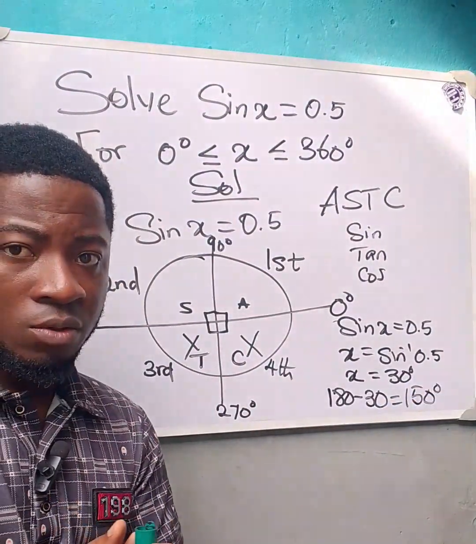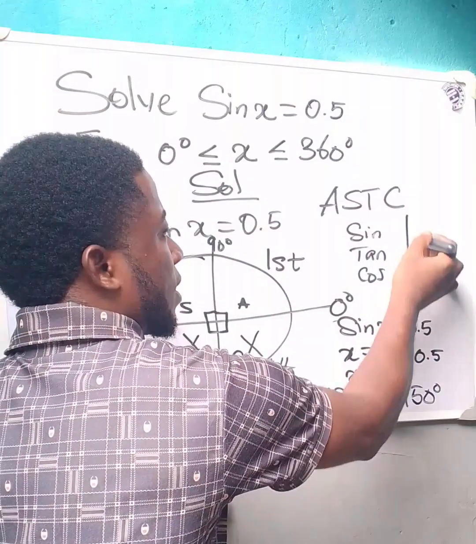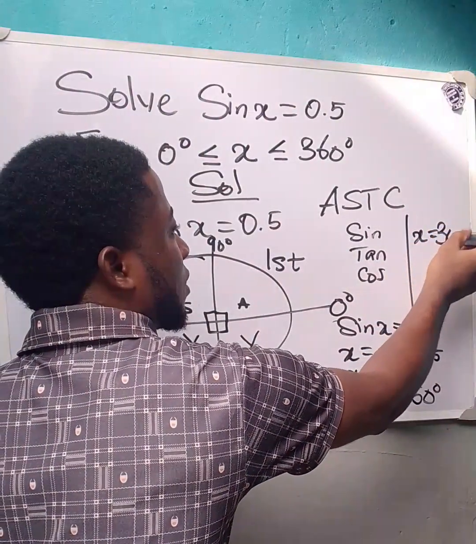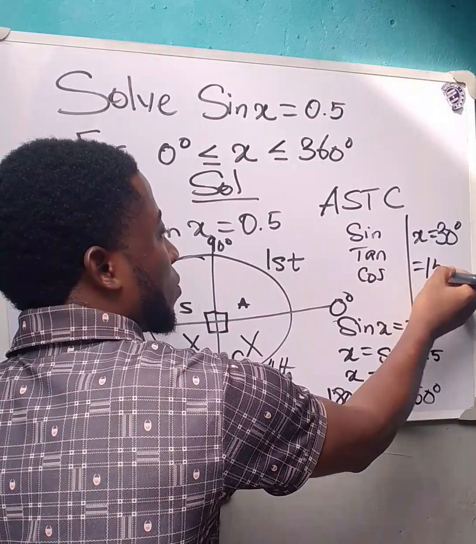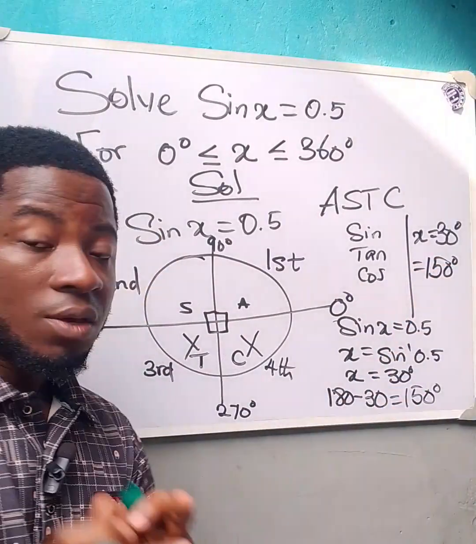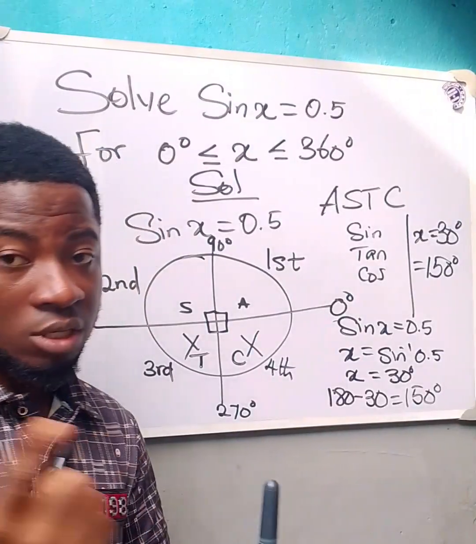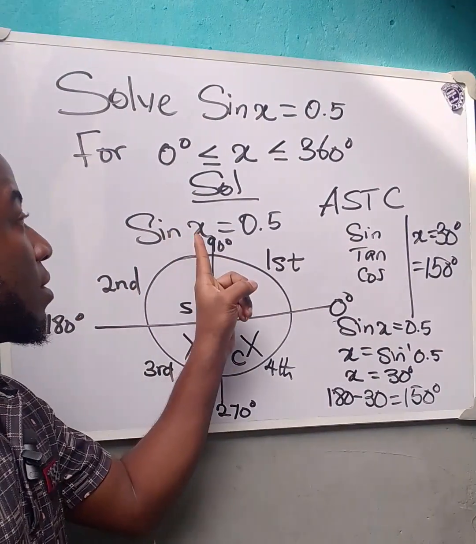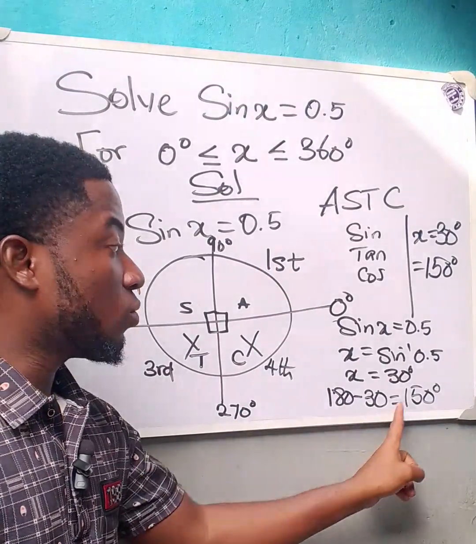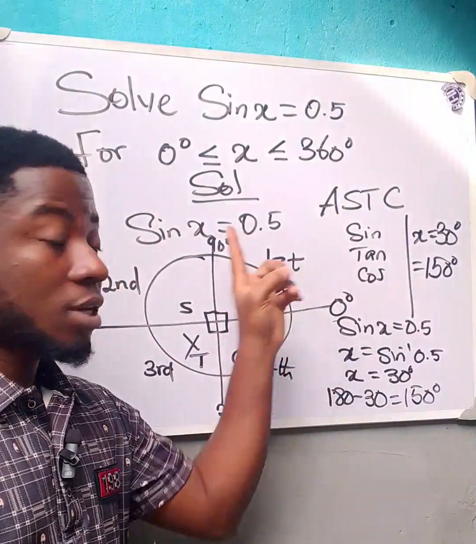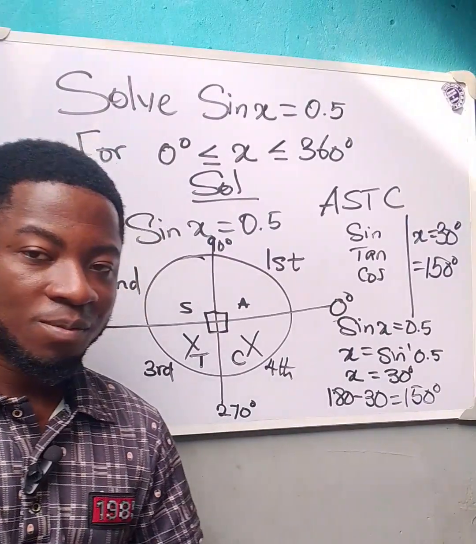So what are the two values of x now? We are saying that x is equal to 30 degree, and then the same x is equal to 150 degree. If you want to be sure of what we have done, take your calculator, enter sine 30, you're going to have 0.5, then enter again sine 150, you will still have the same 0.5.